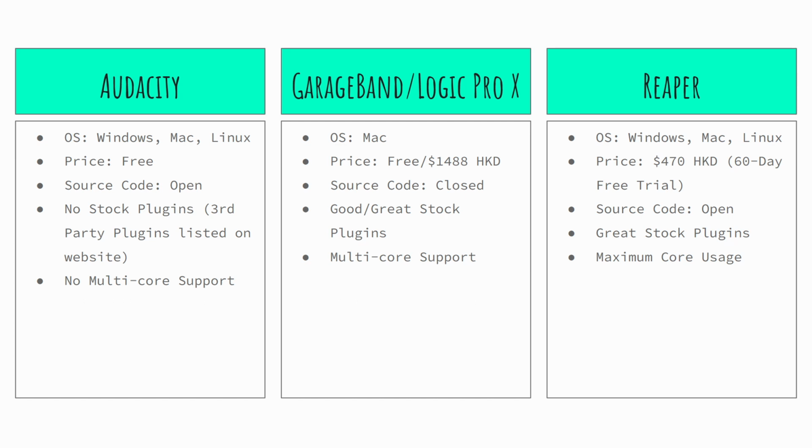GarageBand is free to Mac users and Logic Pro X costs about $1,500, but both have a great selection of stock plugins and offer multi-core support.